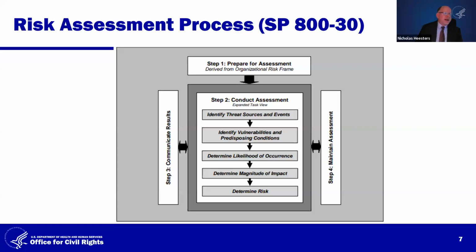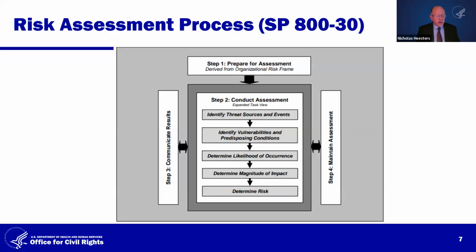So this is an example diagram of what we'll talk a little bit about today from special publication 800-30, the steps in the sample methodology for doing a risk analysis, where we are going to identify threats and vulnerabilities. We're going to look at the likelihood and impact of threats and vulnerabilities, and then we're going to determine what the risk is.